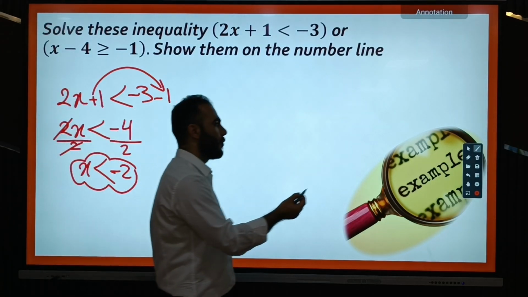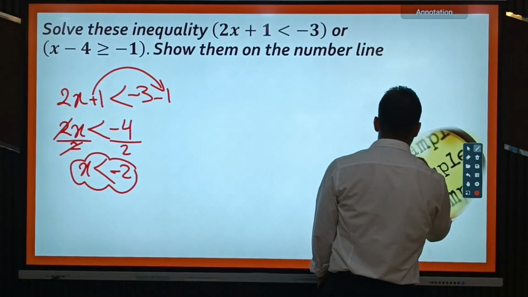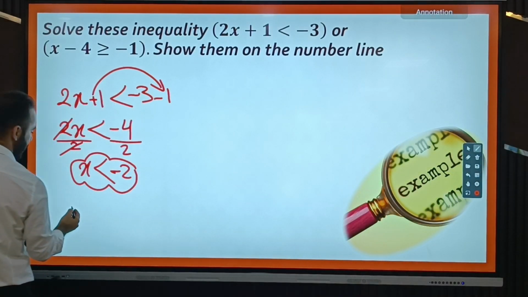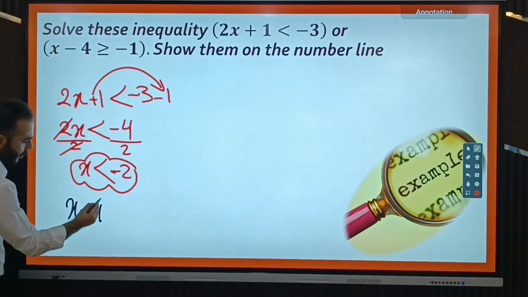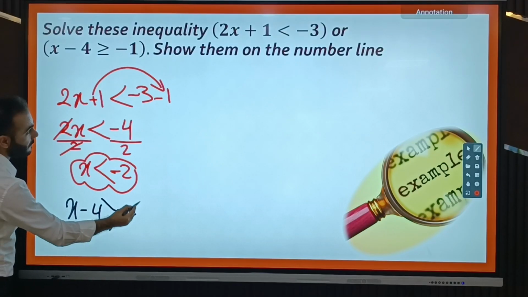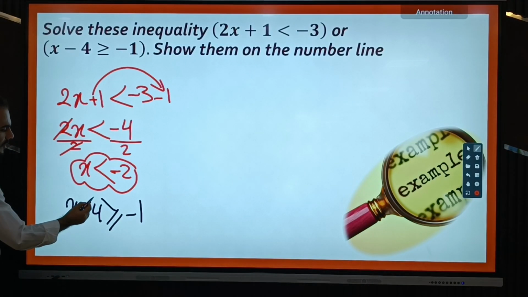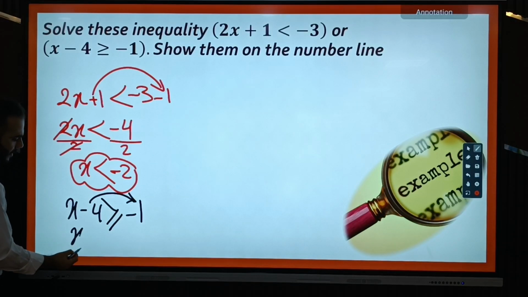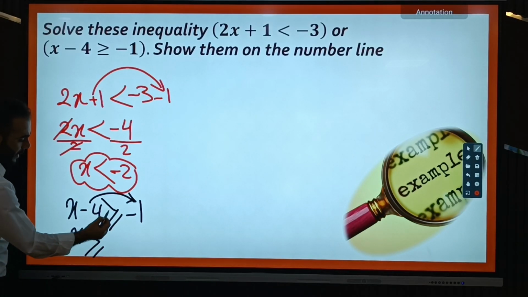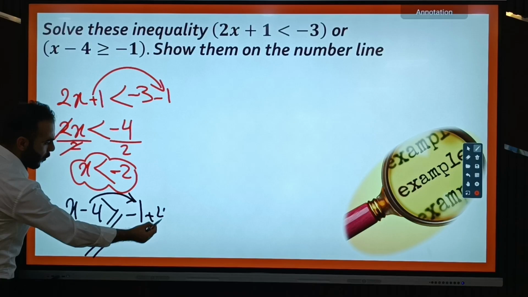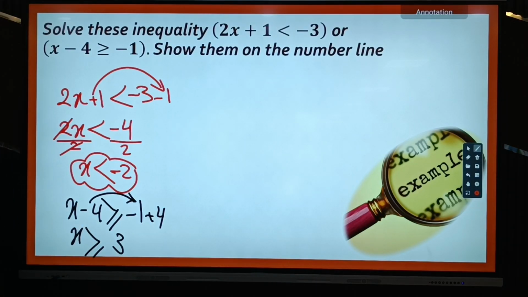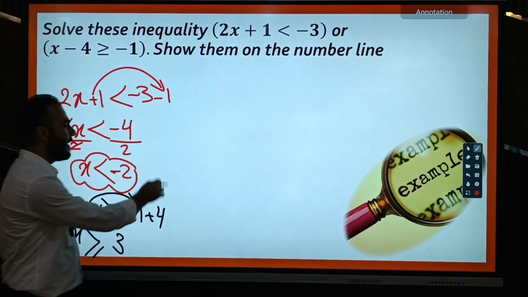How about the second solution? Let's just find it out. X minus 4 greater than or equal to negative 1. Right? Move this negative 1 to the other side. So x greater than or equal to negative 1 plus 4, it would become 3, positive 3. Right? So x greater than or equal to 3.